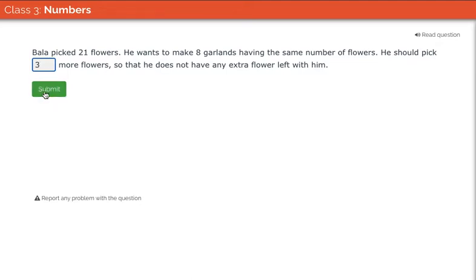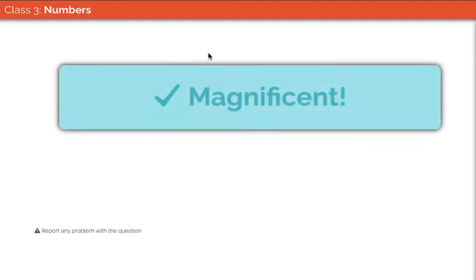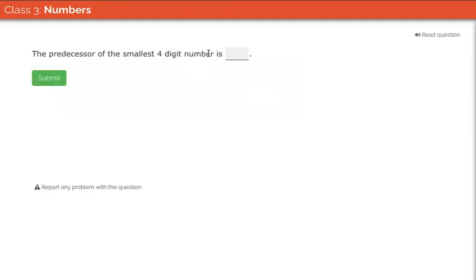Magnificent. The predecessor of the smallest four-digit number is, predecessor means the number just before the number. So it will be 1 minus from the smallest four-digit number, which is 1000. So 1000 minus 1, 999.